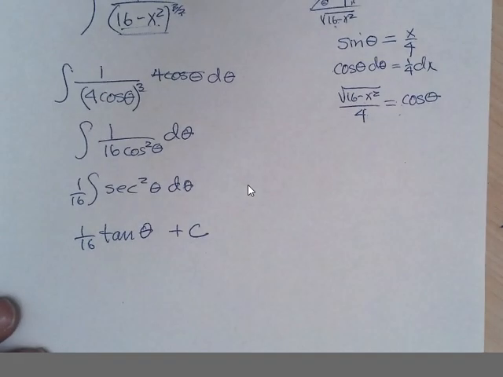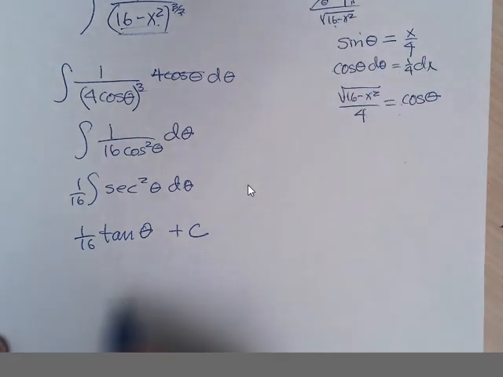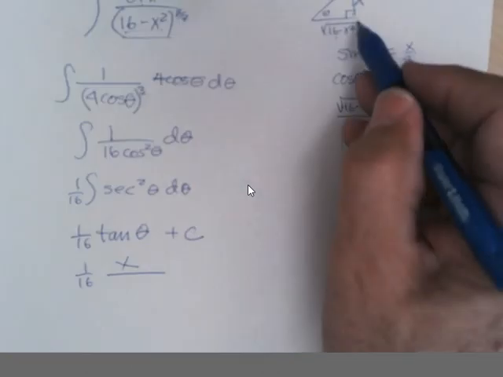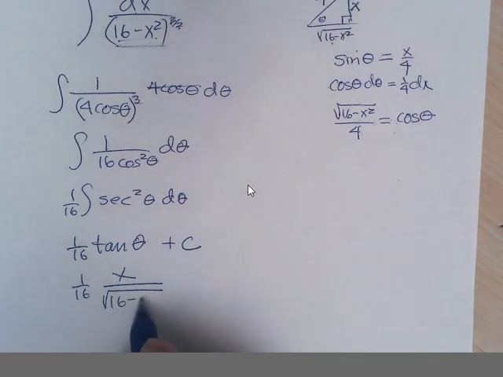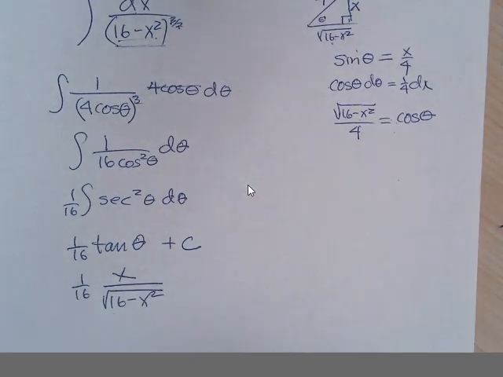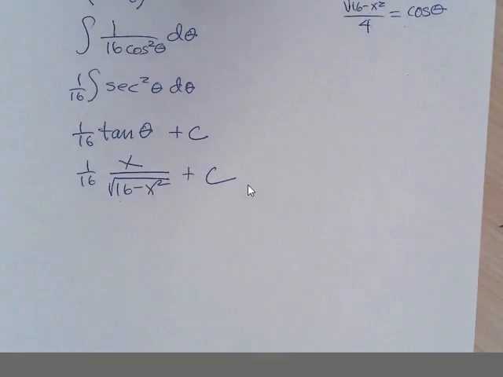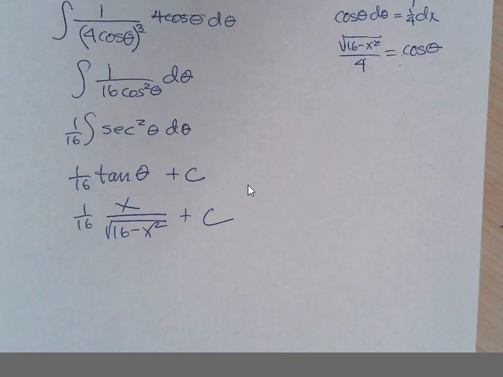And what is the tangent? Oh, we got to go back to our triangle. The tangent is x over the square root of 16 minus x squared. So there's one that looked like it was going to be ugly because of the 3/2. Turned out to be not even any arc tangents or sines or cosines in it.